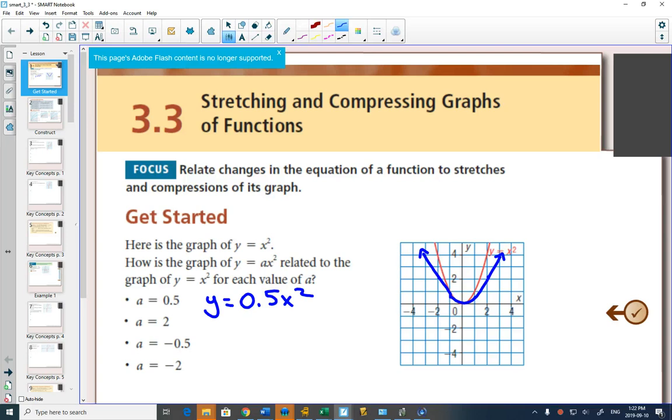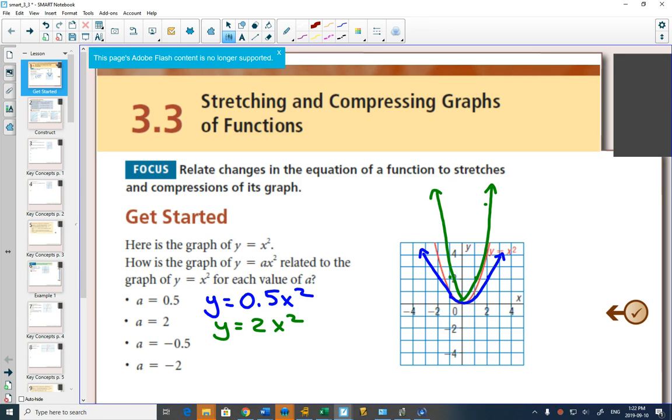When that a value was 2, you might have remembered that instead of going over 1, up 1, you went over 1, up 2, then over 1, up 6. And that had the effect of making your graph narrower.